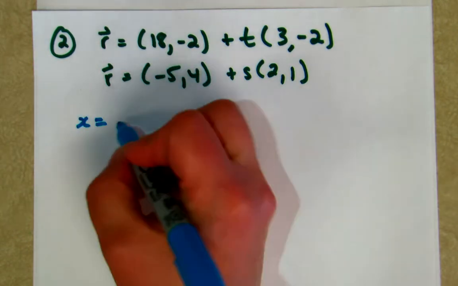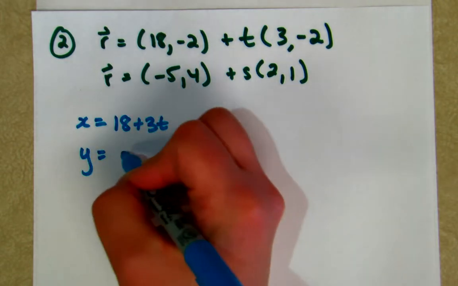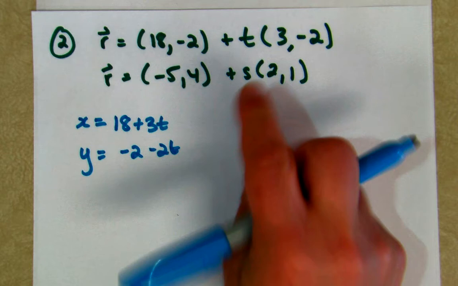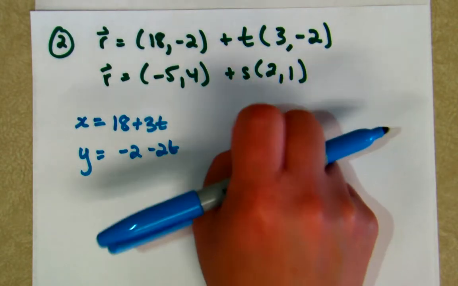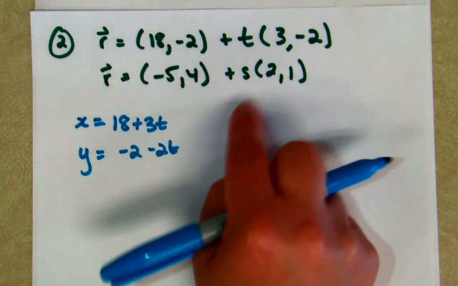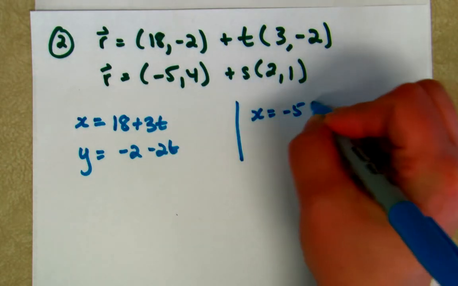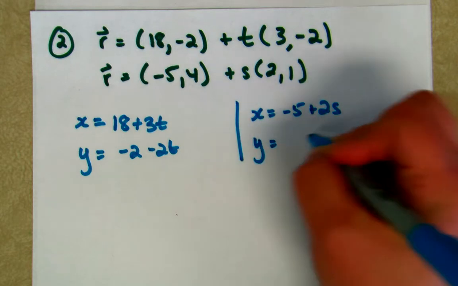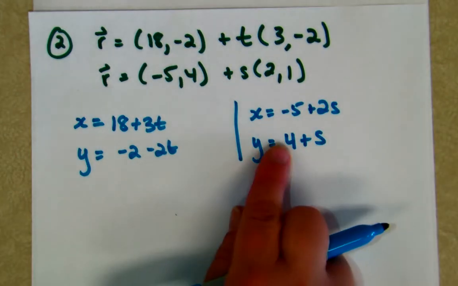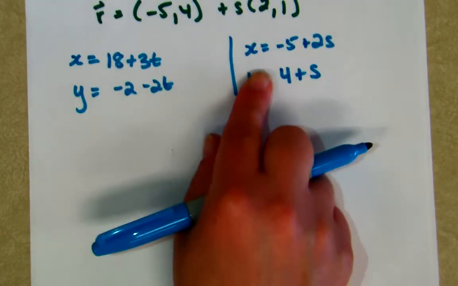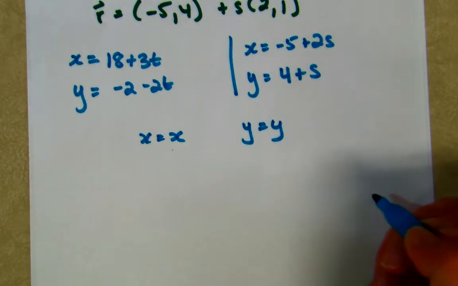So from equation 1, x is 18 plus 3t, and y is negative 2 minus 2t. I just took the information from the first line and put the x bits together, and then I put the y bits together. I'm going to do the same thing for the second equation. So x equals negative 5 plus 2s, and y equals 4 plus s. So now I've just transformed the forms into parametric, because at the point of intersection, if there is one, x equals x, and y will equal y.